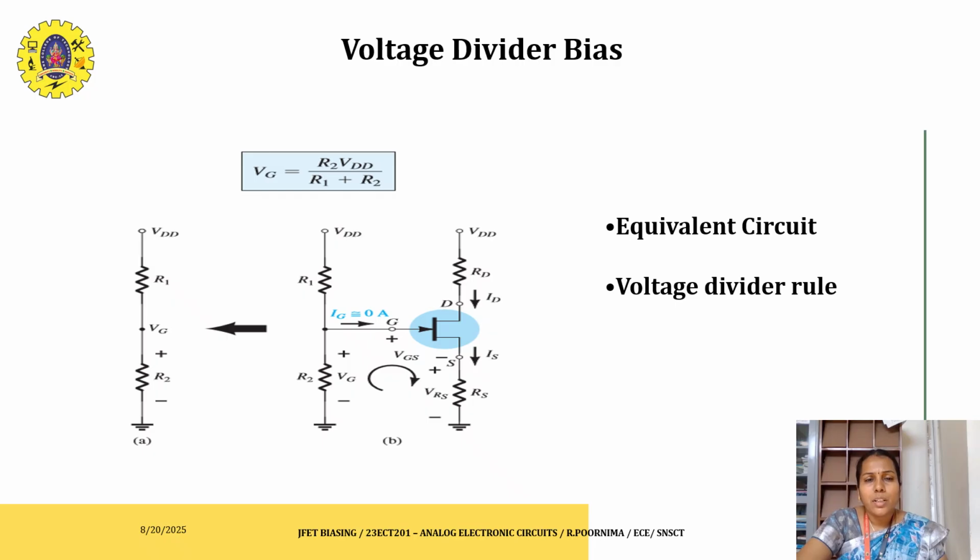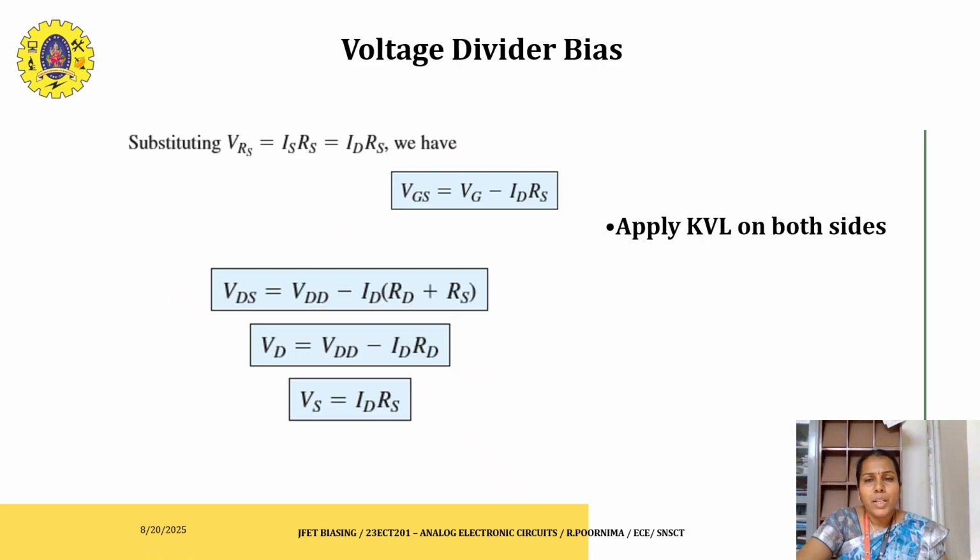This can be redrawn using the Thevenin equivalent circuit. By applying KVL on both sides we get VGS as VG minus ID into RS, and the drain to source voltage, drain voltage and source voltage.